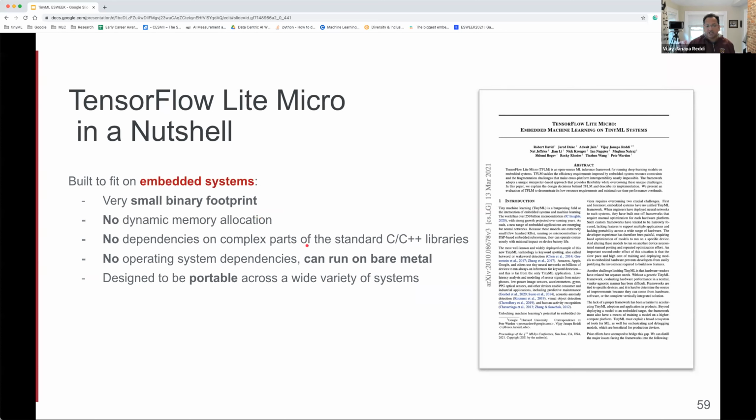Then no dependencies on any kind of complex libraries. Again, this goes back to the point that libraries might not be homogeneously supported across all of the platforms. So you don't want to have library dependencies. And the build that you make has to be completely standalone, right?